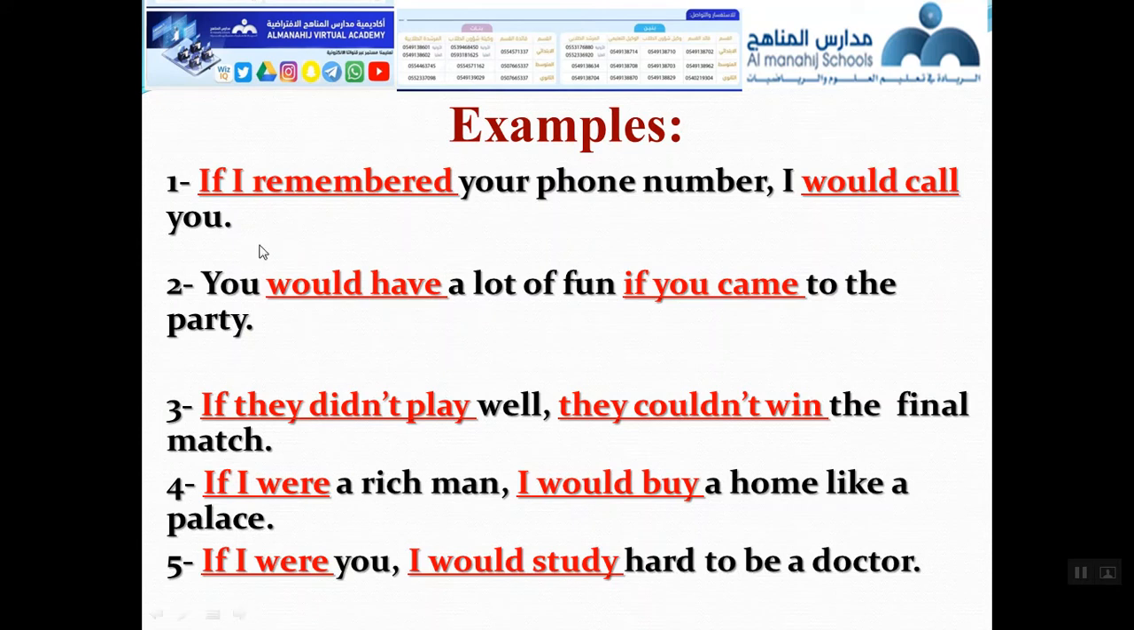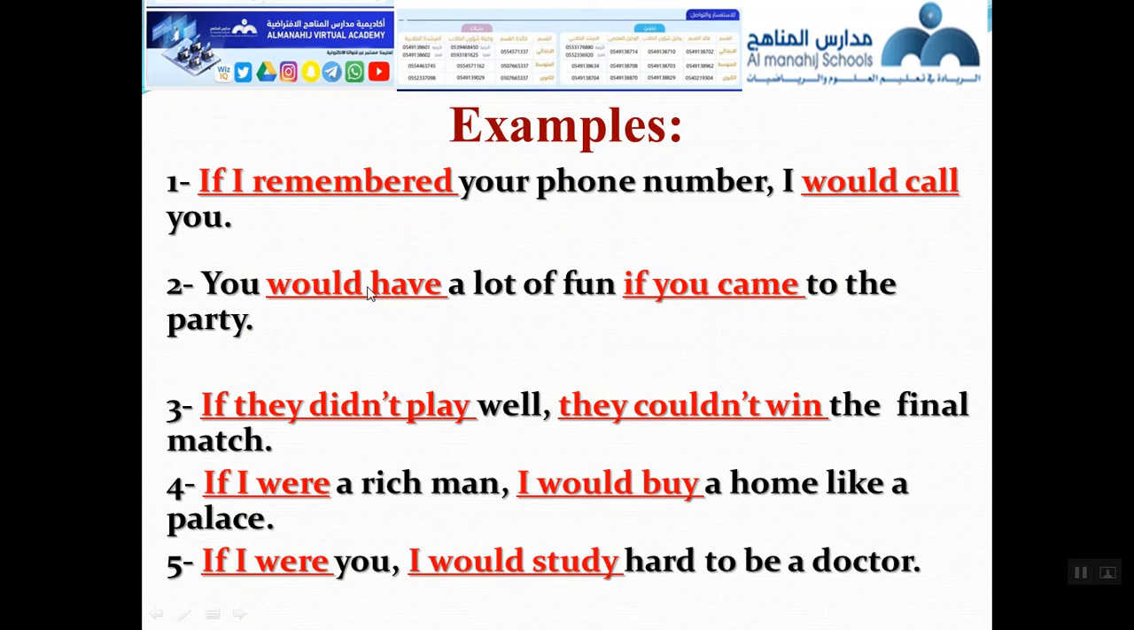Look at these examples, for more illustration. Number one, if I remembered, here past simple tense, لو تذكرت, if I remembered your phone number, I would call you. But really, I didn't remember and I didn't call you. Also here, I can start with I would call you if I remembered your phone number.